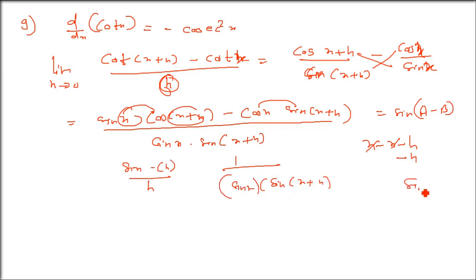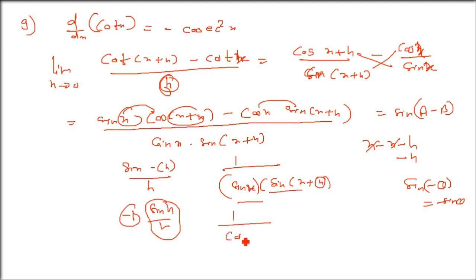Now sine of minus theta is minus sine theta. So you can take the negative outside. Minus sine h by h, and now applying the limit, sine h by h is going to be 1. Minus 1 will remain. What about the denominator? Sine x, and sine of x plus h, put h as 0. So sine x times sine x is sine square x. So 1 by sine square x. So minus 1 by sine square x goes up, it is cosec square x. So minus cosec square x. This is your dy by dx of cot x equals minus cosec square x.